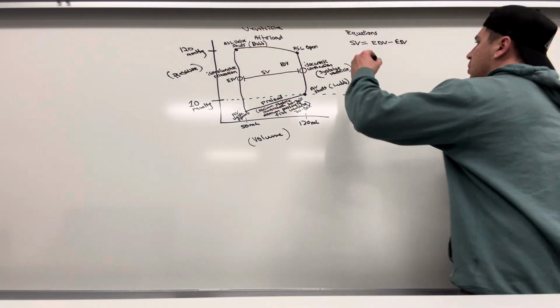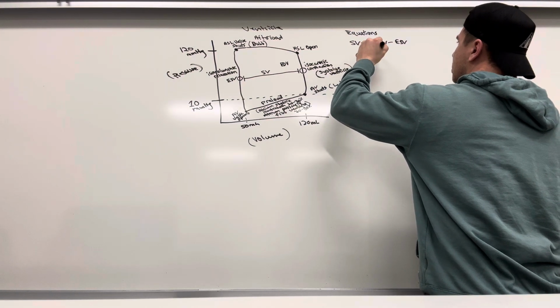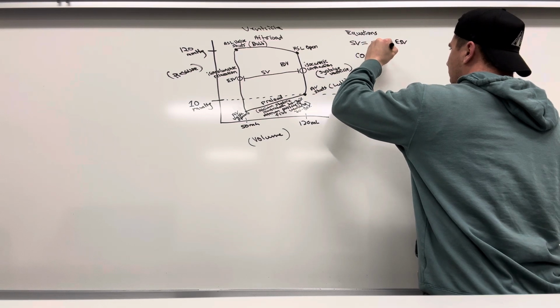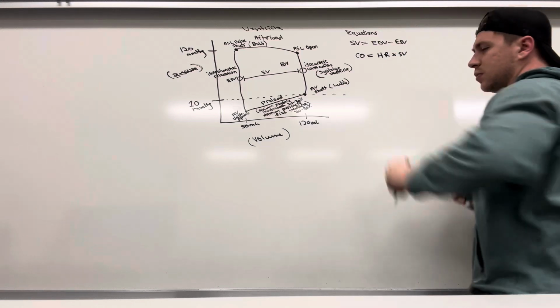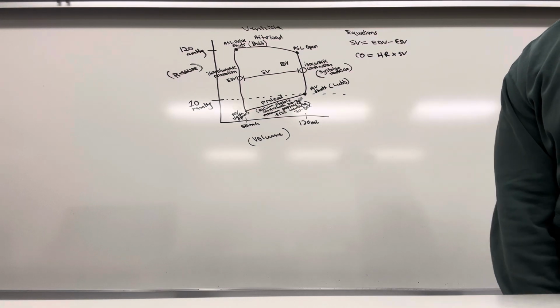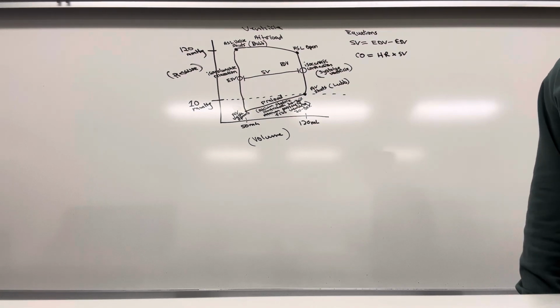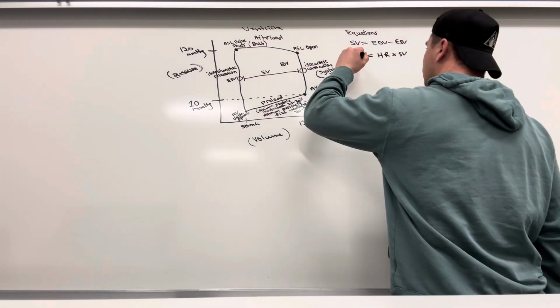We also want to know another equation, and that is that cardiac output equals heart rate times stroke volume, okay? And this is important for us to know because we have an example here with obese people.